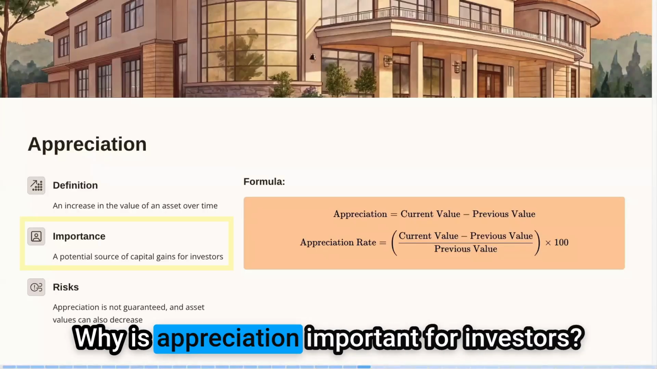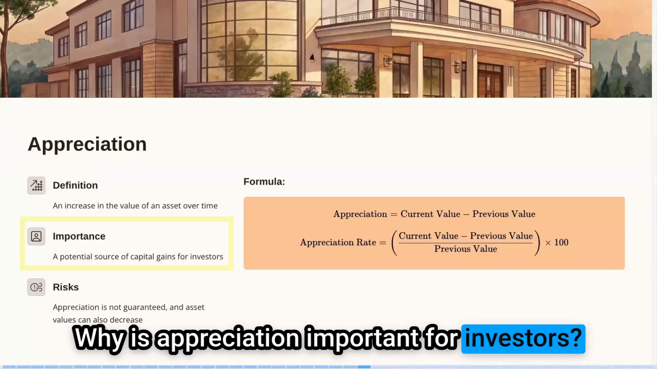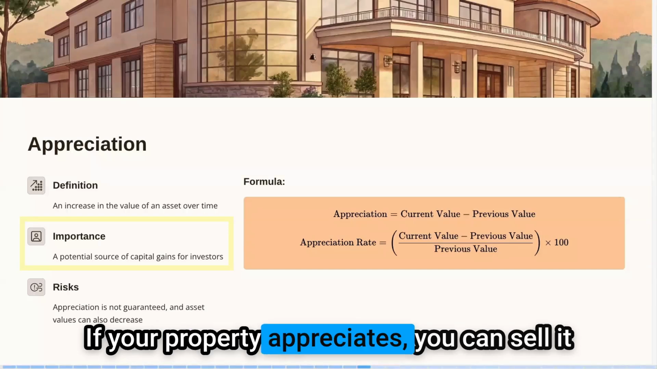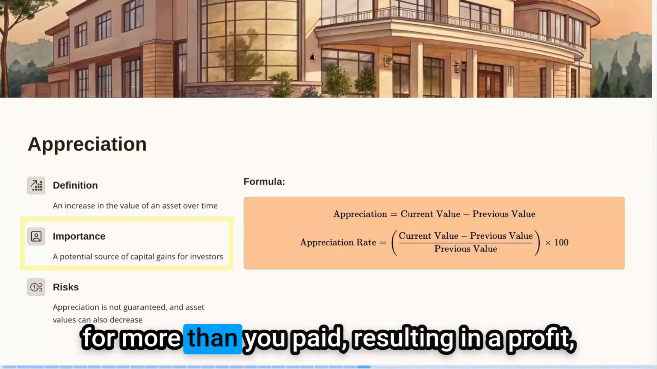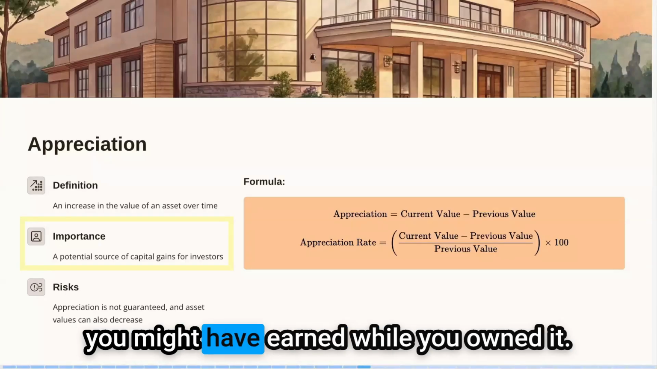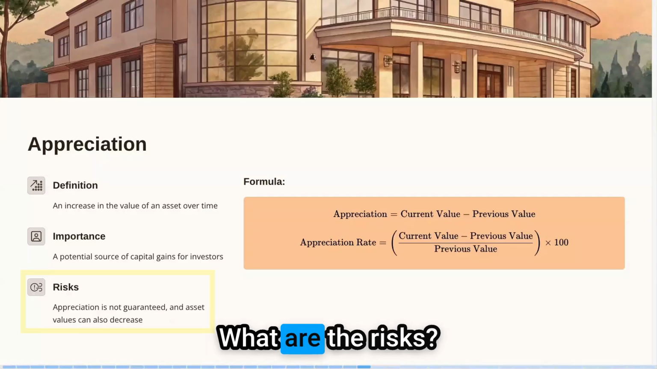Why is appreciation important for investors? It's a potential source of capital gains. If your property appreciates, you can sell it for more than you paid, resulting in a profit, capital gain, on top of any rental income you might have earned while you owned it. What are the risks?